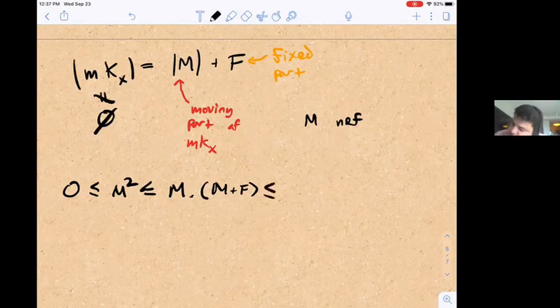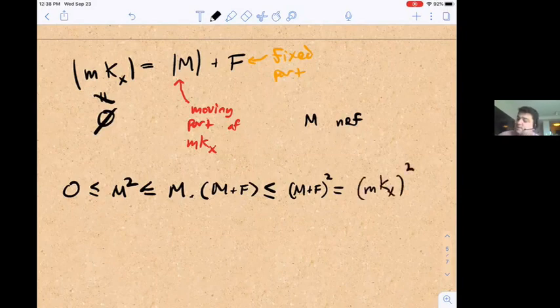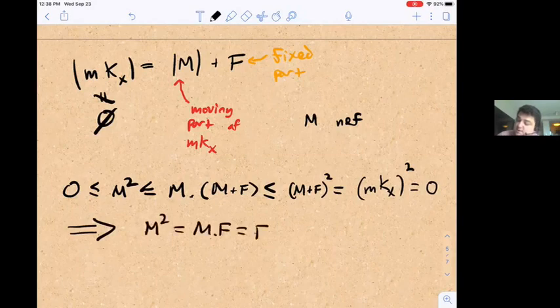And then this is less than or equal to (M plus F) squared. Here we're using that M is nef. And then M plus F is just our divisor mK_X, so here we have (mK_X) squared. But K_X squared is 0, so this is 0. So this tells us that M squared equals M times F equals F squared are all 0, from the string of inequalities.